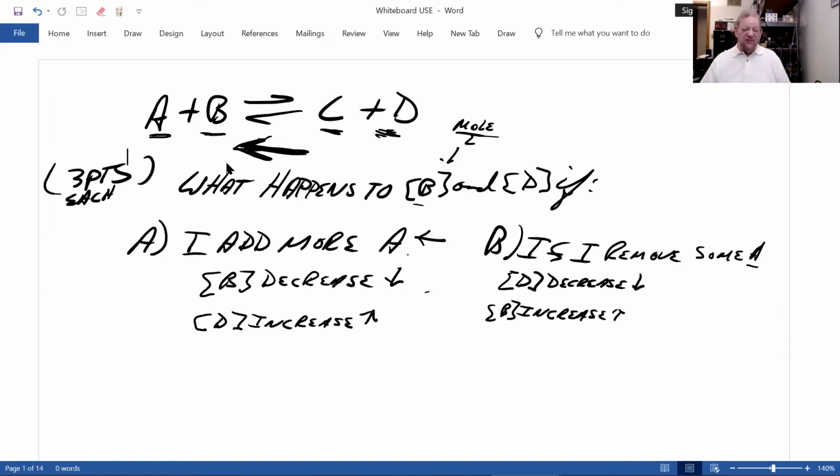Or you could have put down other synonyms. Oh, he's using a fancy word again. Gets bigger, gets larger, however you want. And that's Le Chatelier's principle.